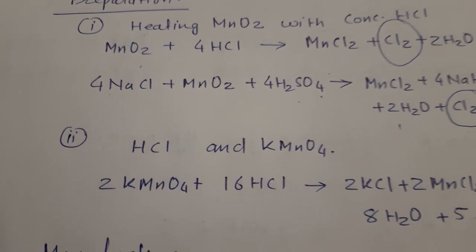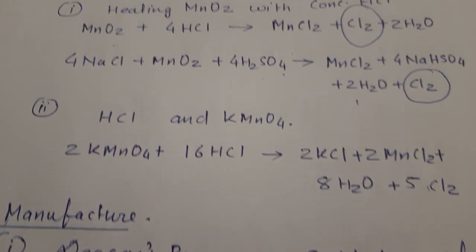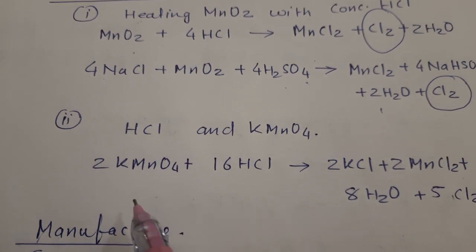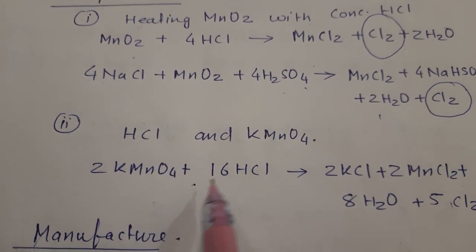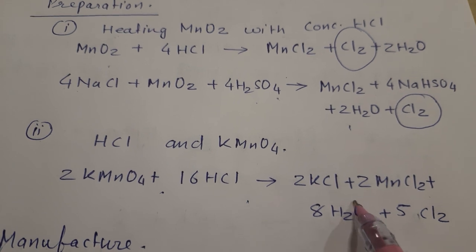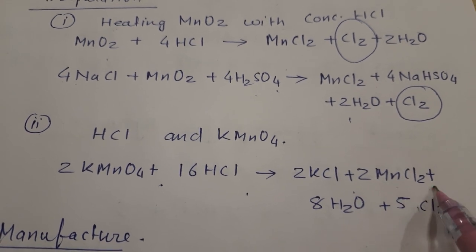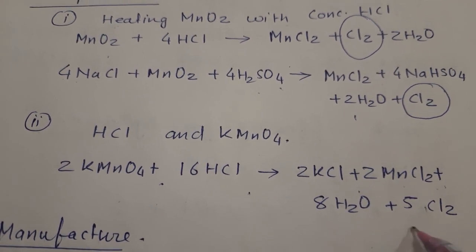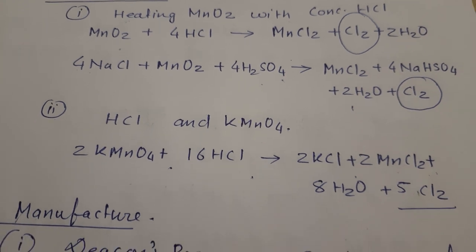Second method is HCl and KMnO4, treatment of KMnO4 with HCl. So you see potassium permanganate plus HCl will give us KCl, manganese chloride and H2O, and chlorine will be obtained.